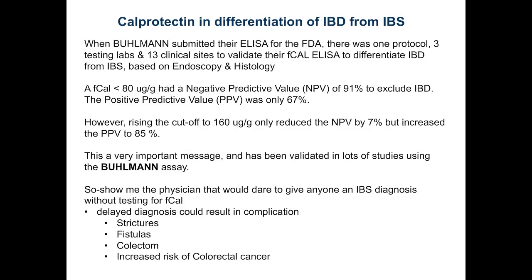This is a very important message and has been validated in lots of studies using the Bühlmann assay in Europe, including my own studies. So the bottom line for me will then be, show me the physician that dares to give anybody an IBS diagnosis without first testing for calprotectin, because this can delay diagnosis of IBD, and can result in complications like strictures, fistulas, colectomy, and not to forget increased risk of colorectal cancer, especially in patients with ulcerative colitis.